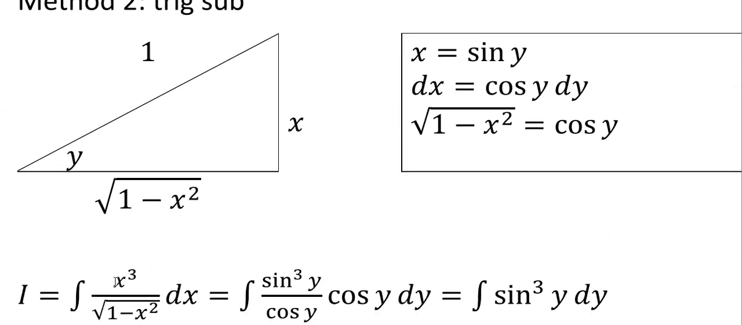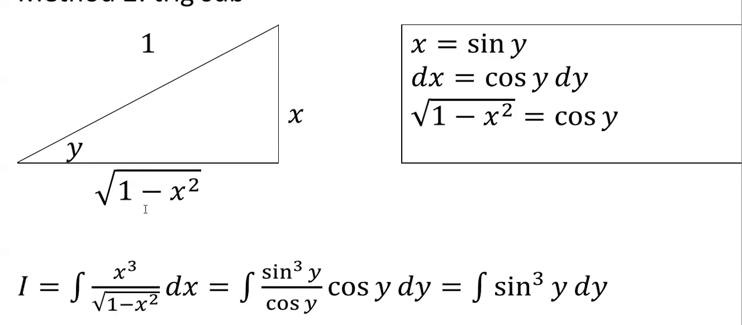Okay, so I need x. So I have the integral here. I need x to get x cubed. How do we get x? x is just sine y. And the dx is just cosine y dy. And then the square root term is just cosine y from the triangle. Okay, so substitute. That's what happened here. The cosines cancel. We have integral of sine cubed y dy.